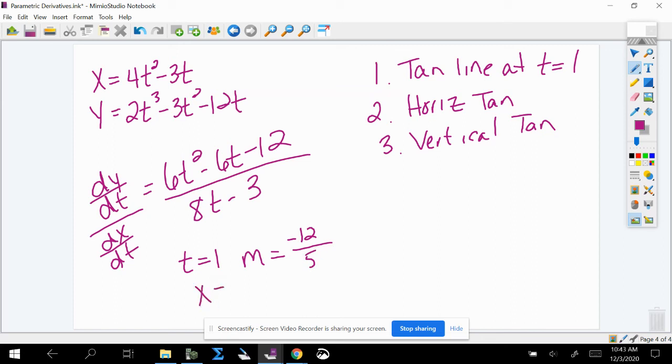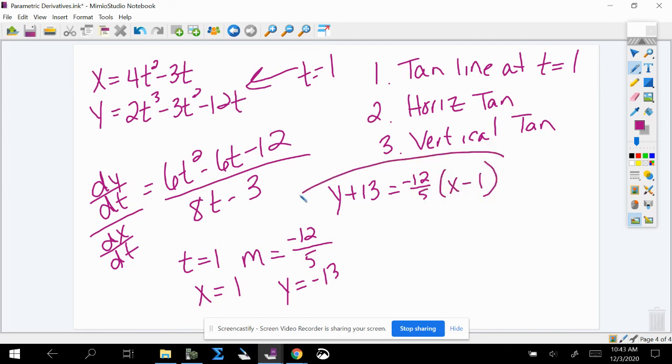My x value and my y value are going to come from putting 1 into these equations. If I put 1 into my x equation, I get 4 minus 3, which is 1. If I put 1 into my y equation, I get 2 minus 3 minus 12, which is going to be negative 13. So my tangent line equation is y minus negative 13, so plus 13, equals negative 12/5 times x minus 1. So that's my tangent line equation.